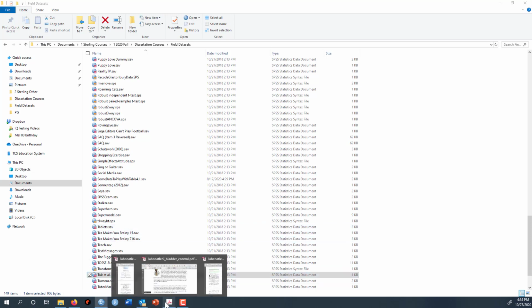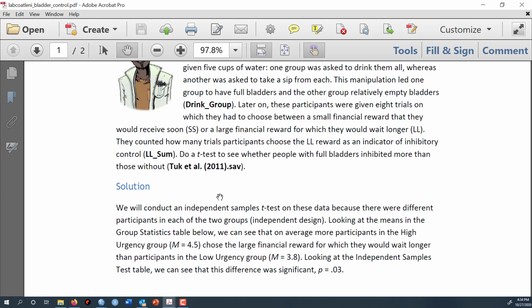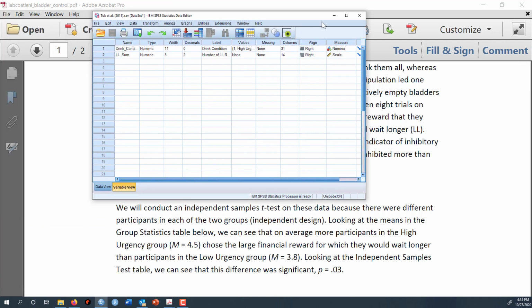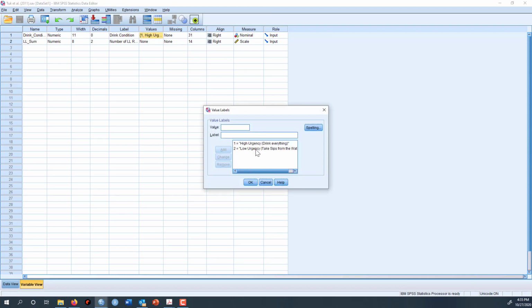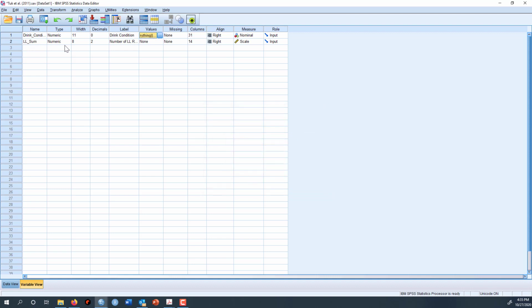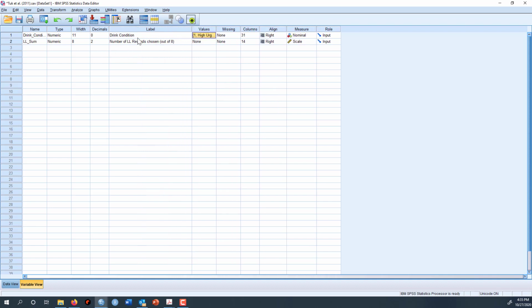And just go back for a second. So the thing that he wants us to do is do an independent samples t-test on these two different groups. The group with the full bladder versus the group without the full bladder. So high urgency and low urgency. On the question of number of long-term rewards chosen out of 8.